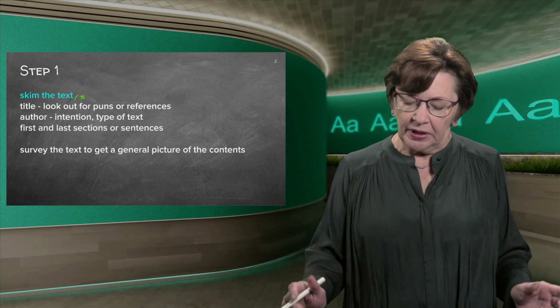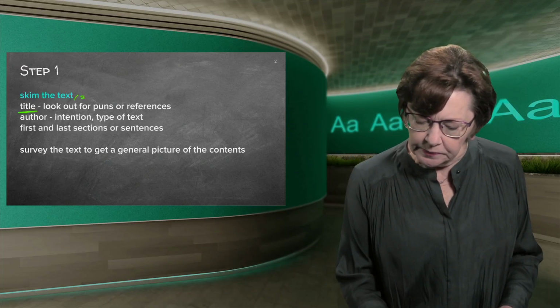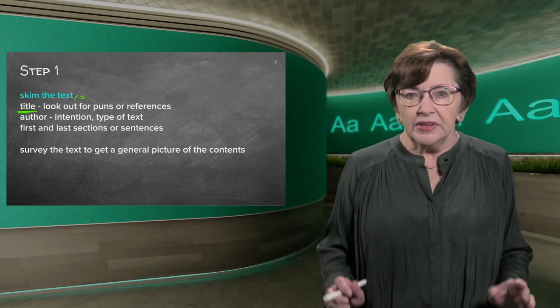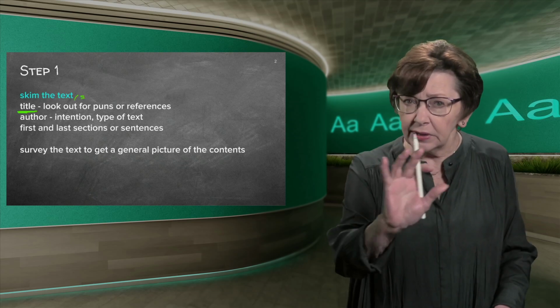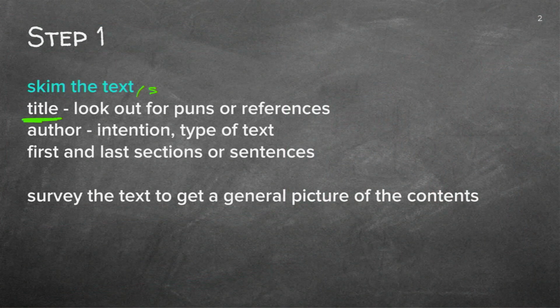In other words, you look at the title, and these things will happen very quickly in your head. You're going to just skim. Remember, it's looking very quickly at the text. You look at the title, and when you look at the title, you look out for puns and you look out for references, right? Does that ring a bell somehow?